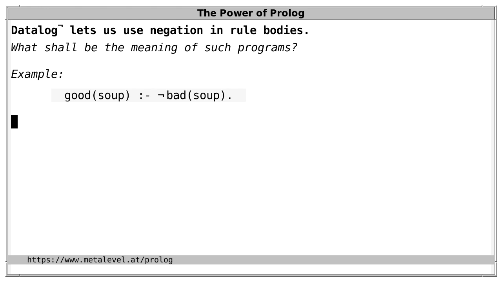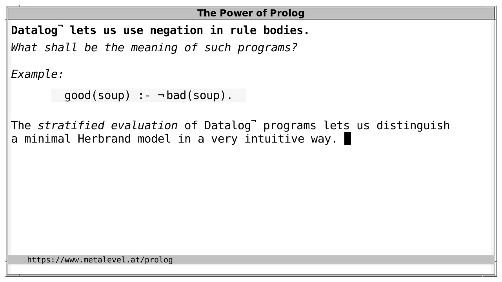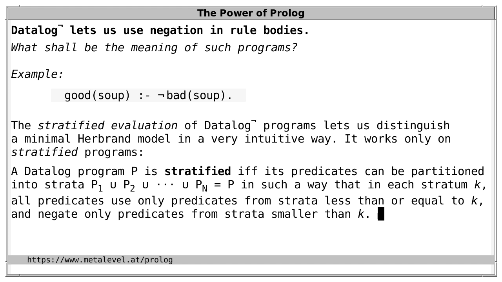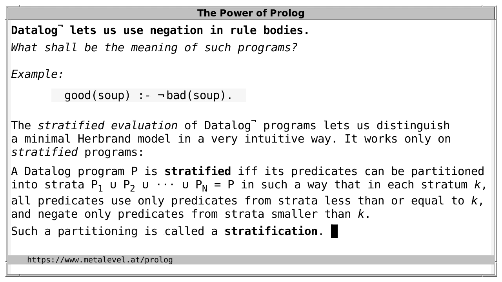And one way to solve these issues is called the stratified evaluation of Datalog with negation. This lets us distinguish a minimal model in a very intuitive way, and it works only on stratified programs. A Datalog program is stratified if its predicates can be partitioned into strata, layers, in such a way that in each stratum, all predicates use only predicates from the same or lower strata and negate only predicates from lower strata. And such a partitioning is called a stratification.